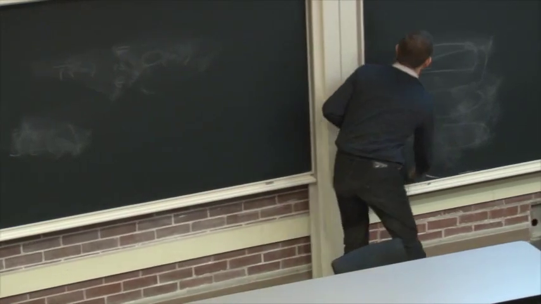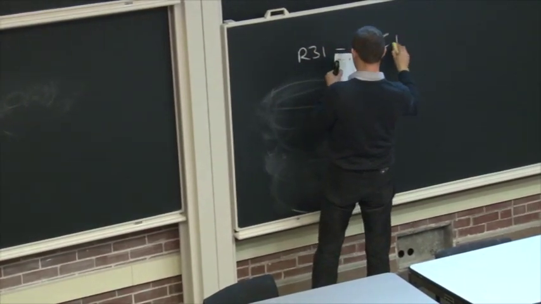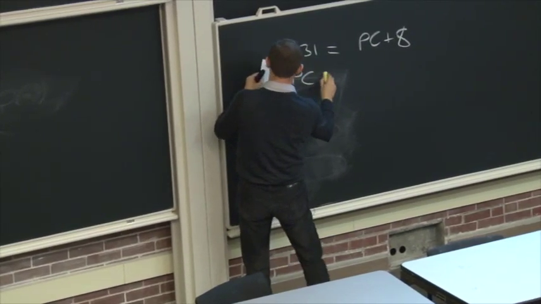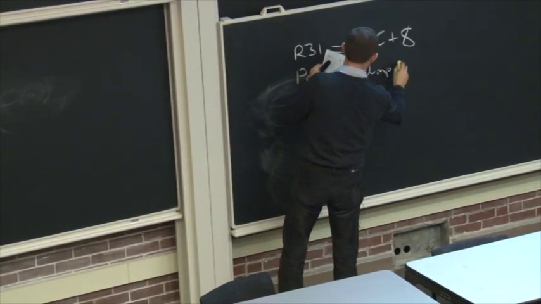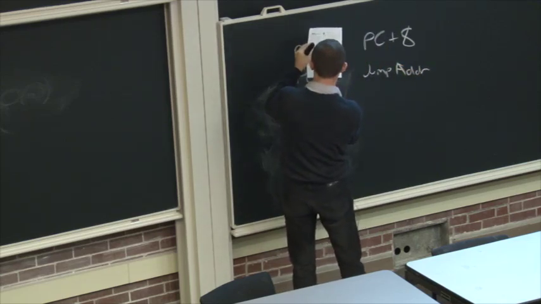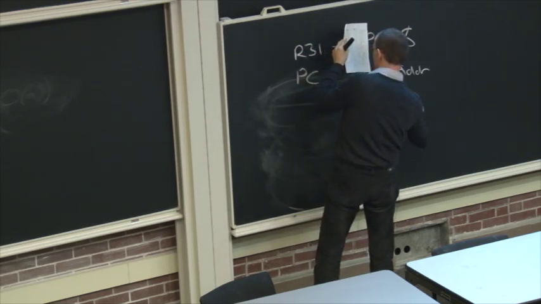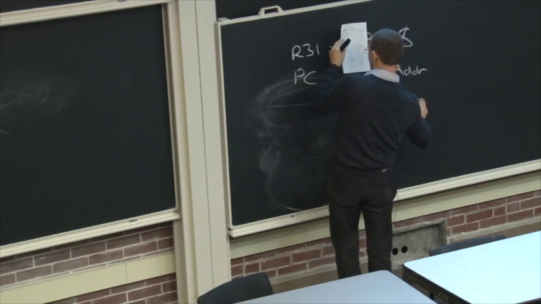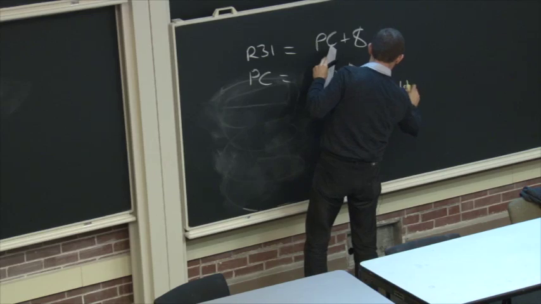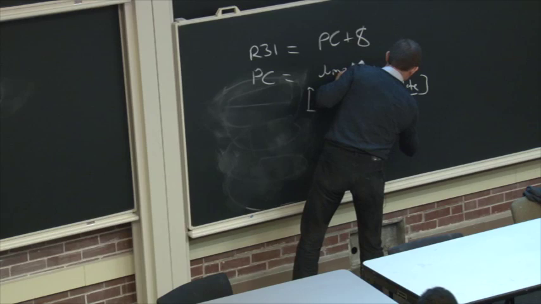Basically it stores R31 equals program counter plus 8. And then it changes the program counter to a jump address. If you look at this, it specifies the jump address as PC plus 4, comma, some immediate bits from the instruction. I'm not going to write it here, but I'll just say bits from instruction.